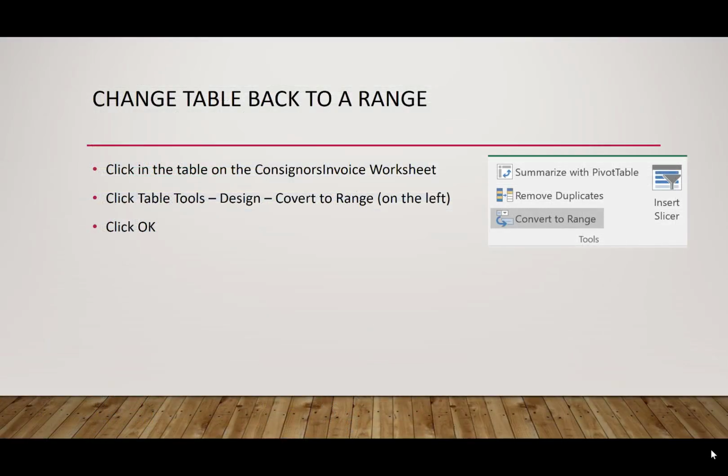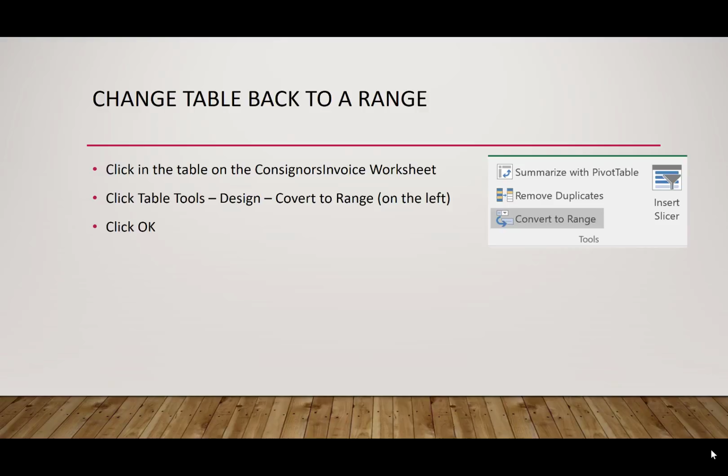Now our next step is to get this out of being a table. If we leave it as a table, it'll work in the beginning, but once we start using the filters or mix the filters between the types of collapsing things we have in subtotals, it's going to get really messy. So the easiest thing at this point is to change this table back to a range. And to do this, you just click anywhere inside the consignor invoice worksheet. On that table there, just click on that table, then go up to Table Tools, Design, and over on the left, look for the button that says Convert to Range.